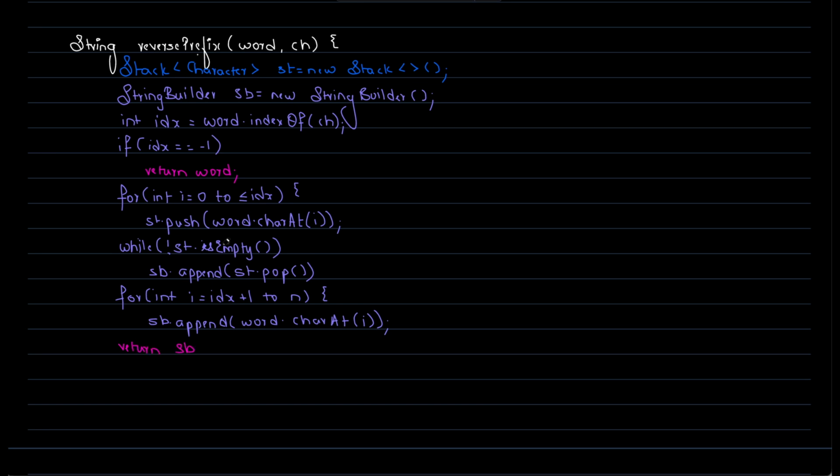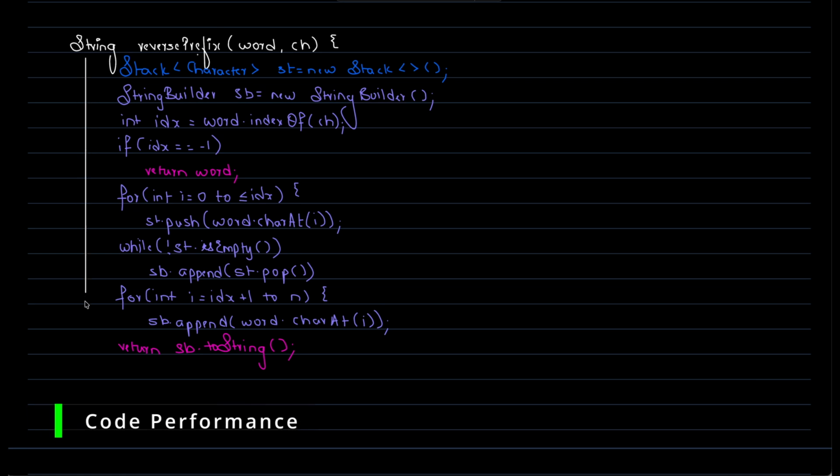In the question they are expecting a string, but here sb is a string builder, so I need to convert it. To convert it, I just need to write toString. This function will convert the string builder into a string. And we are done.